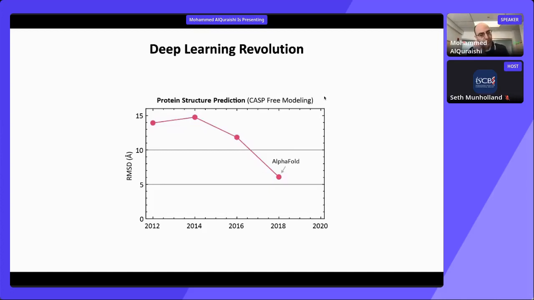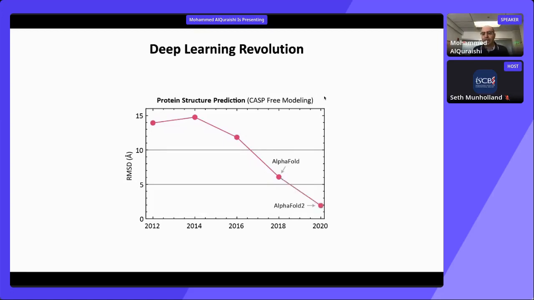And I think it's fair to say that for many of us at the time, we thought that going beyond this would be quite challenging. The low-hanging fruit had been picked, and it would require some degree of innovation to push beyond roughly the 6 angstrom line, which is where these methods were at the time, including AlphaFold.